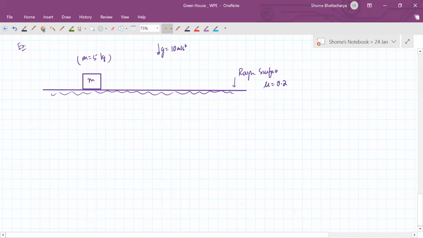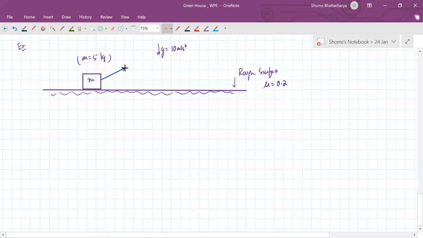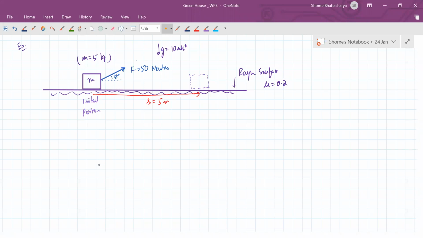Now what we are doing is we are going to pull this block by the application of a constant force, such that the magnitude of the force is 50 newtons. And it continuously acts at an angle of 37 degrees to the horizontal. So after some time, this is the initial position. Now after some time, the body reaches here, where it has covered a distance of, let us say, 5 meters.